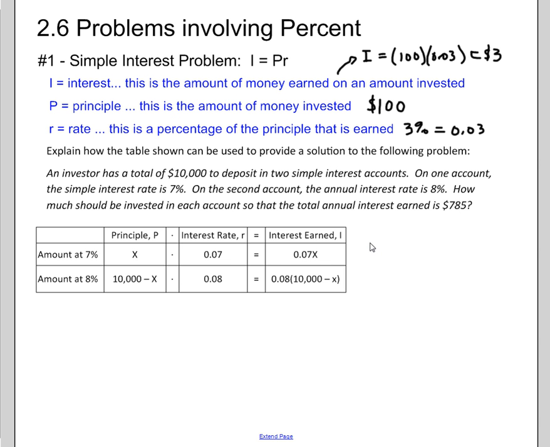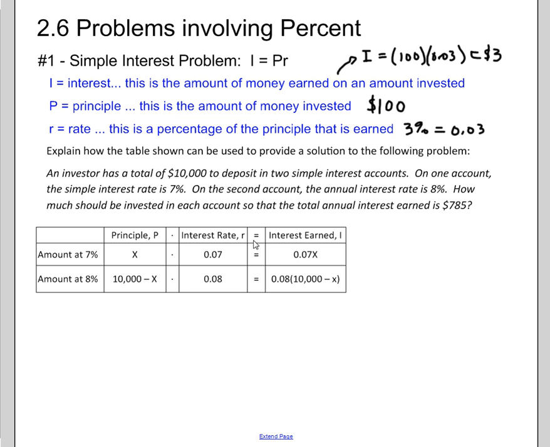For example, we're given the problem right here that an investor has a total of $10,000 to deposit in two simple interest accounts. On one account, the simple interest is 7%. The other account has an annual interest rate of 8%. So we might ask the question, how much should be invested in each type of account so that the total amount of interest earned is $785? Well, we want to explain how this table is going to help us provide a solution to that.